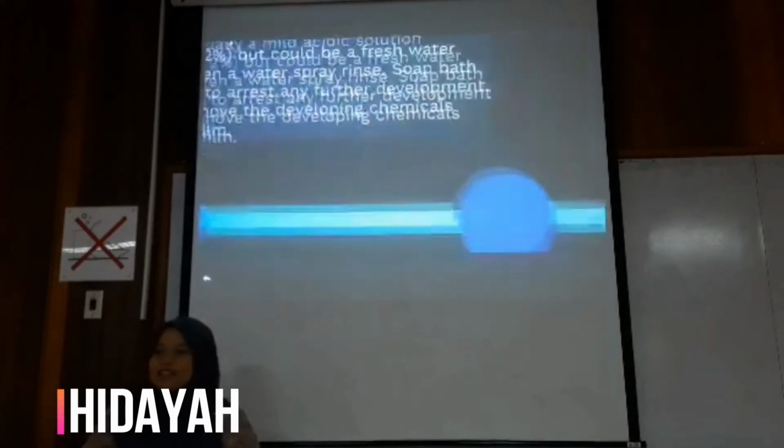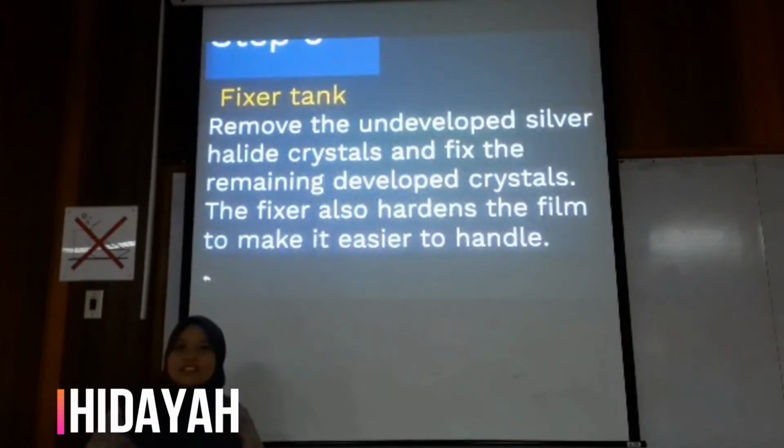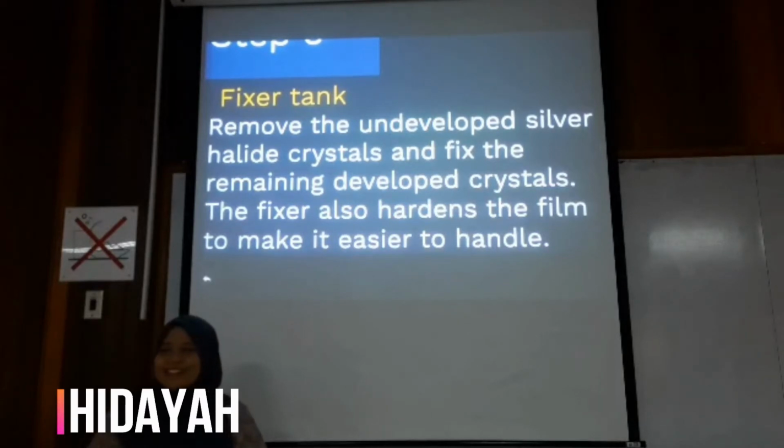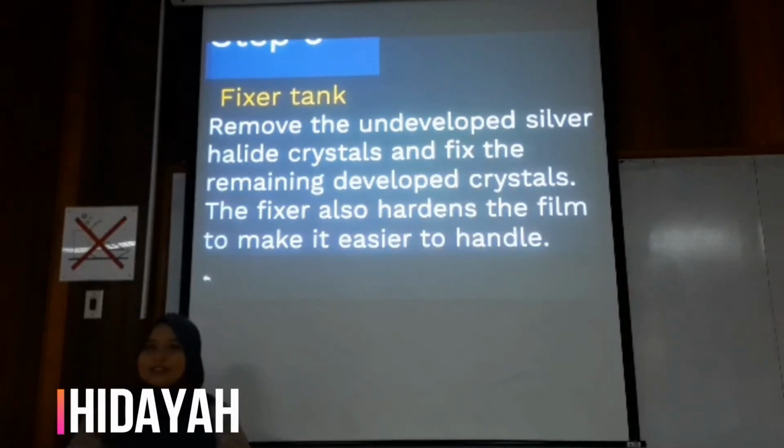After that, the film will be inserted into the fixer tank, and this fixer solution will remove all the undeveloped silver halide crystal, and it is used to fix all the developed silver halide crystal, and the fixer is also used to harden the film so that it is easier to handle.